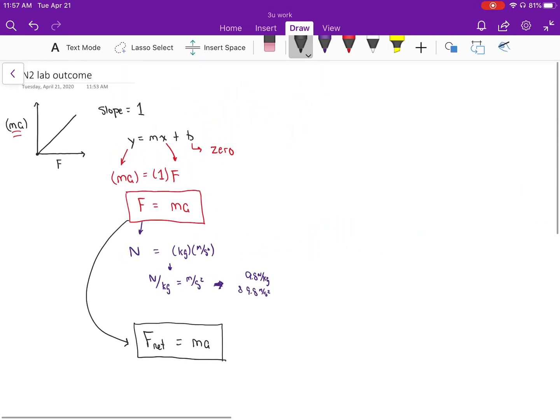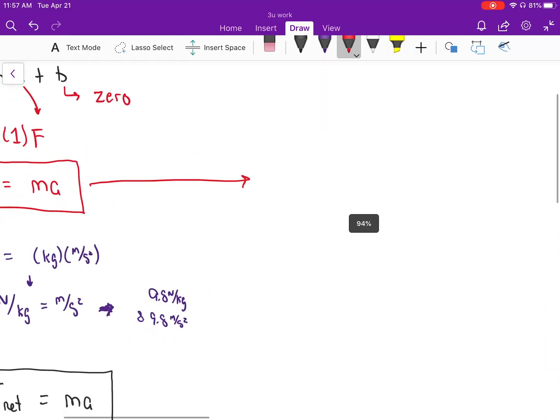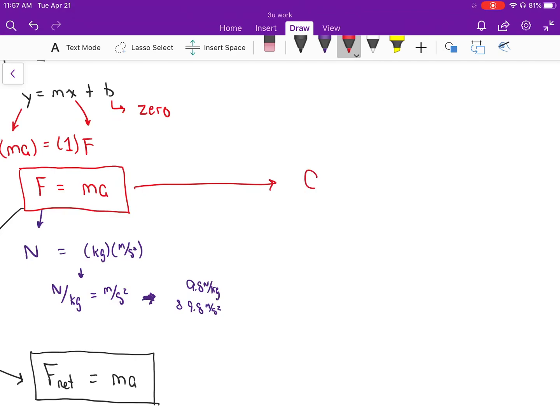One last little bit. If I were to rewrite this one more time, we could say that a all by itself is F over m. If you think back to before actually doing the lab, the one document I posted that gets you thinking about the lab, this is the common sense part of it. How quickly something accelerates is directly proportional to the force. The harder you push something, the more it's going to accelerate. So the F is on the numerator.